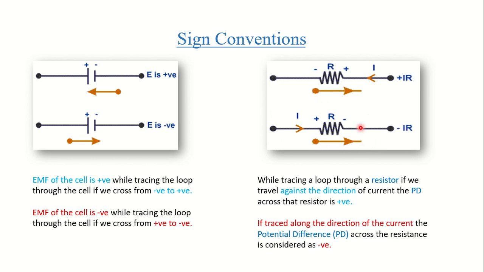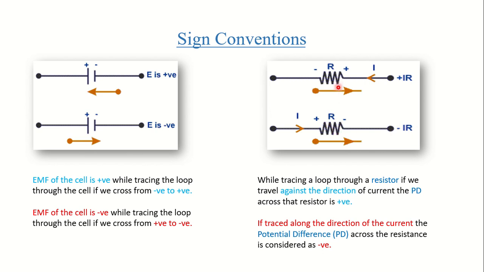So the fall of potential across this resistor, which is I into R, will be negative because both are in the same direction, loop direction and the direction of current. You know that conventional direction of current is always from a positive terminal to the negative terminal of the cell, which means that it is moving from a higher potential point to a lower potential point. So this is negative. So minus IR is the potential difference across this resistor.